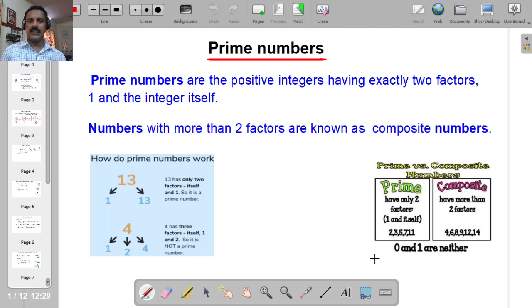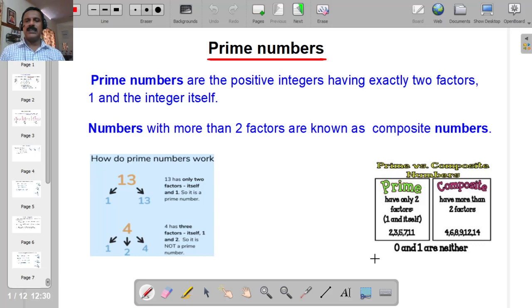But 4 is not a prime number since 4 has three factors, namely 1, 2 and 4, or there exist three numbers that divide 4. Therefore 4 is not a prime number. The next thing that we have to understand is 1 is neither a prime nor a composite. The reason is 1 has only one factor. So 1 is neither a prime nor a composite.